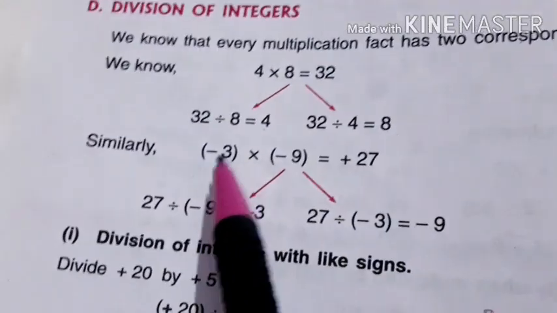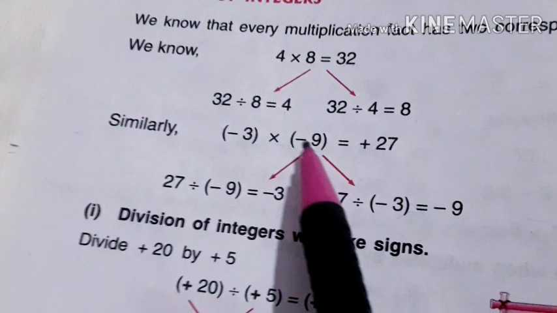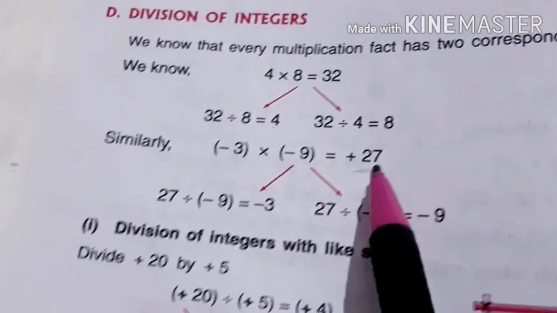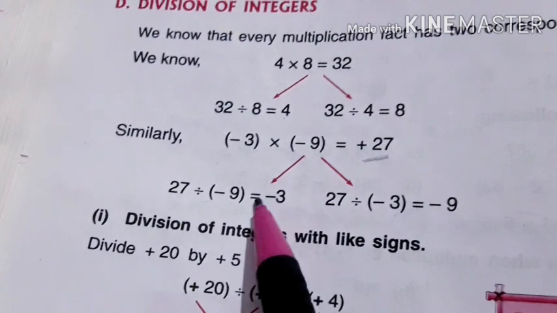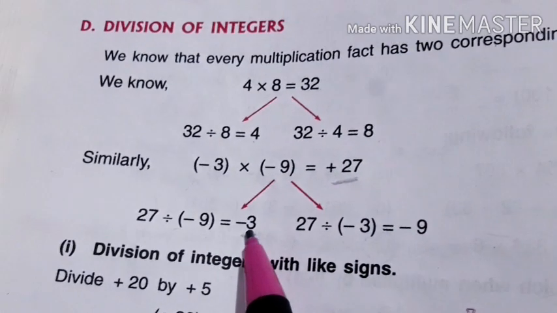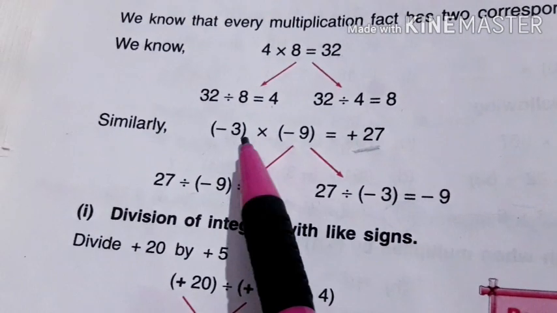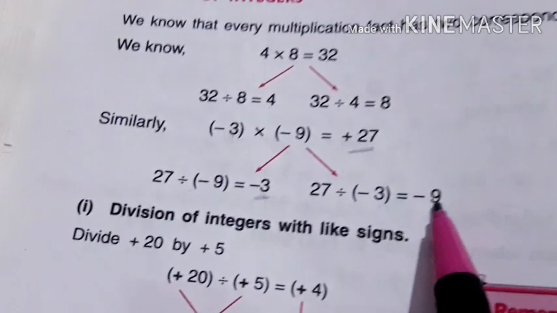In case of negative integers, see minus 3 into minus 9 is equal to plus 27. Then you see plus 27 divided by minus 9. What will be the quotient? Minus 3. Then another division fact is 27 divided by minus 3 is equal to minus 9.